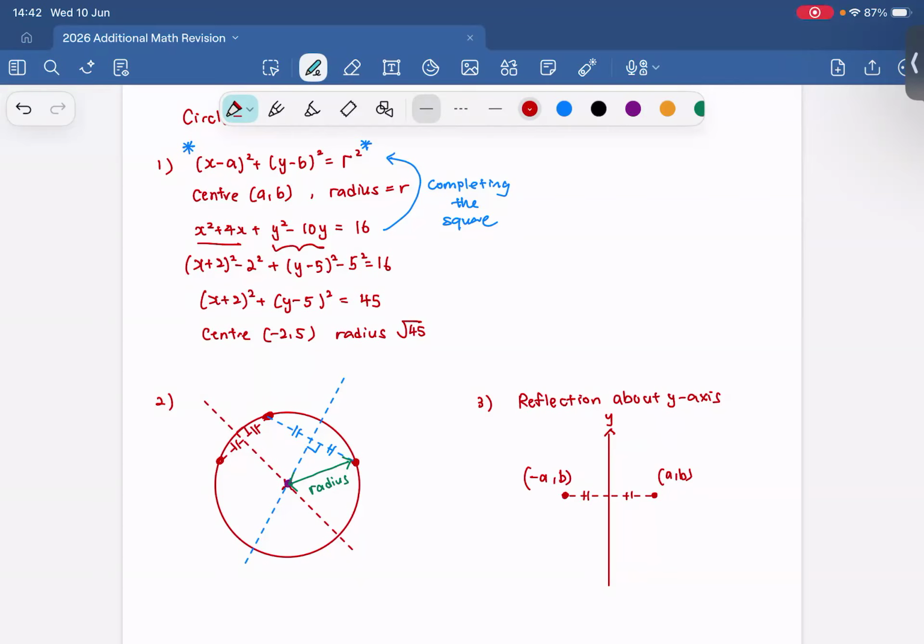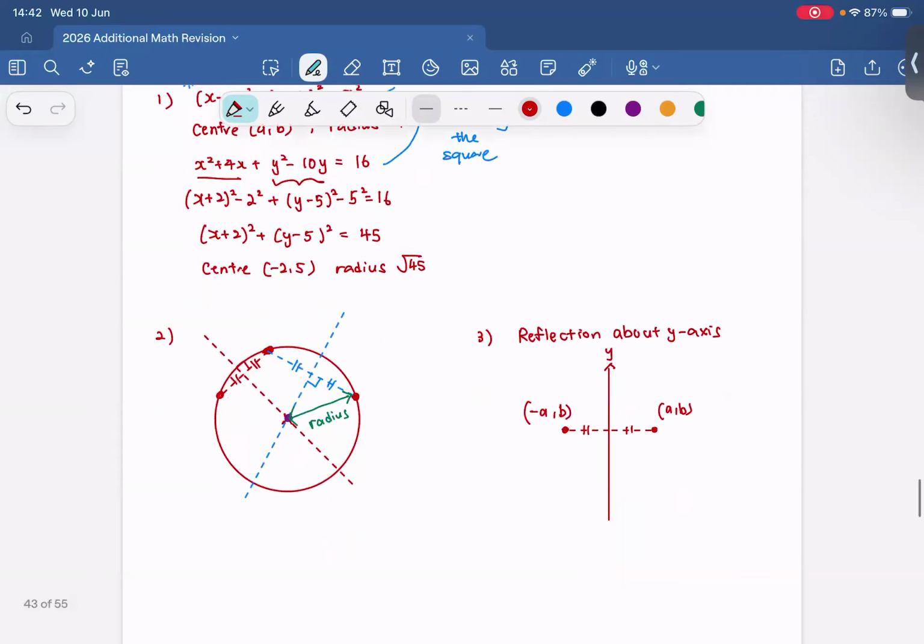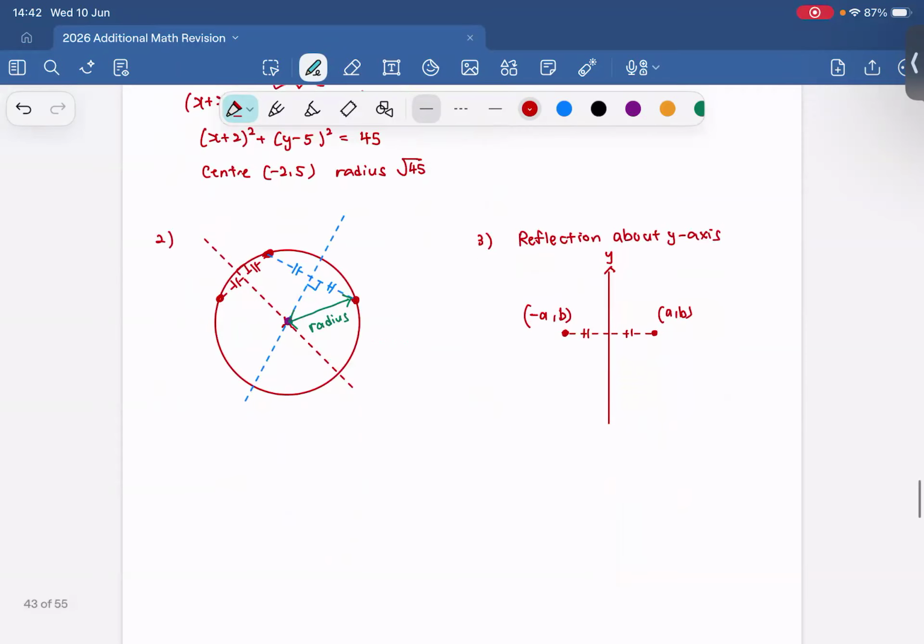So you just need to find out what is the new center. You don't need to bother to draw the circle and try to see how the reflection looks like. Just focus on the center will do. Why? Because the radius remains unchanged. Okay. Of course, the next one is reflect about the x-axis.